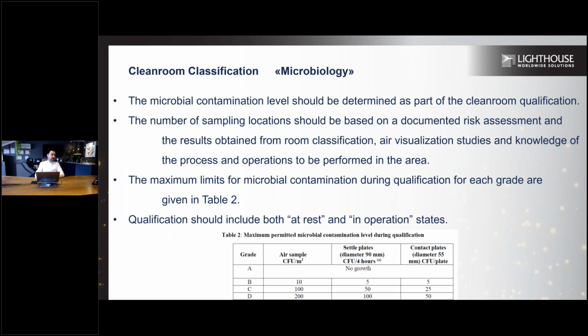And another thing is the microbiology. This microbiology part is also described in this new Annex 1. And it says the microbiological contamination level should be determined as part of the cleanroom classification. The number of sampling locations should be based on a documented risk assessment and the results obtained from the room classification, air visualization studies, and the knowledge of the process and operations to be performed in this area. So whenever you have these cleanroom classification locations for non-viable, you can also have them for your microbiological sampling points.